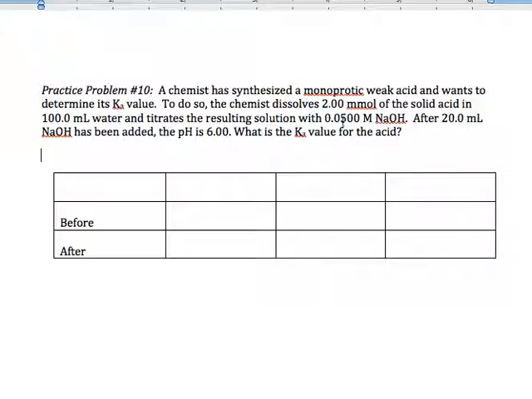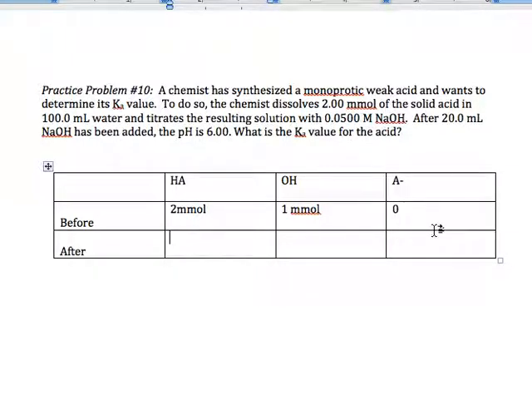First thing we need to do is figure out how many millimoles of acid we're starting with. And it says right here we have 2 millimoles. This is some unknown acid, so I'm going to just put HA, and we have 2 millimoles. And I'm putting OH in here, and so I have to figure out how much OH I've added. It says after 20 milliliters of 0.05, so that's 1 millimole. All right, so I'm going to get a conjugate, but not yet. So I'm not going to have any to start out with.